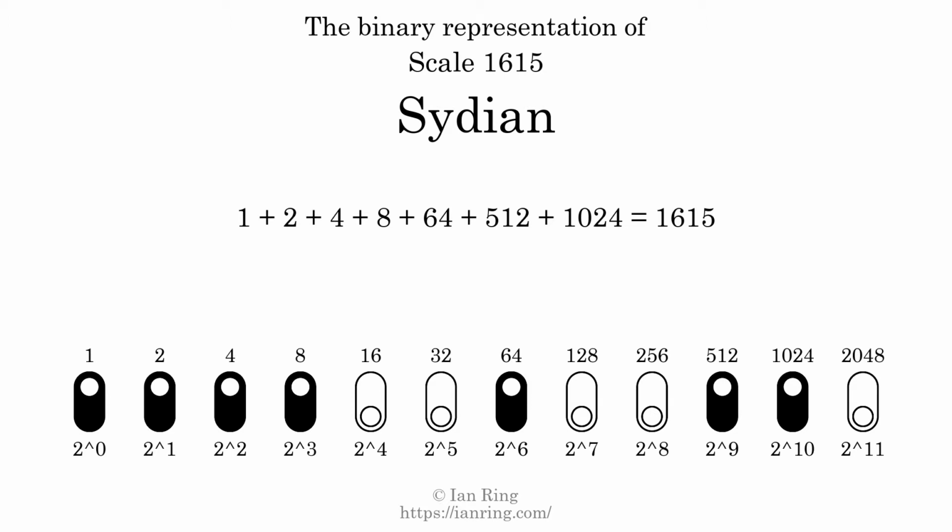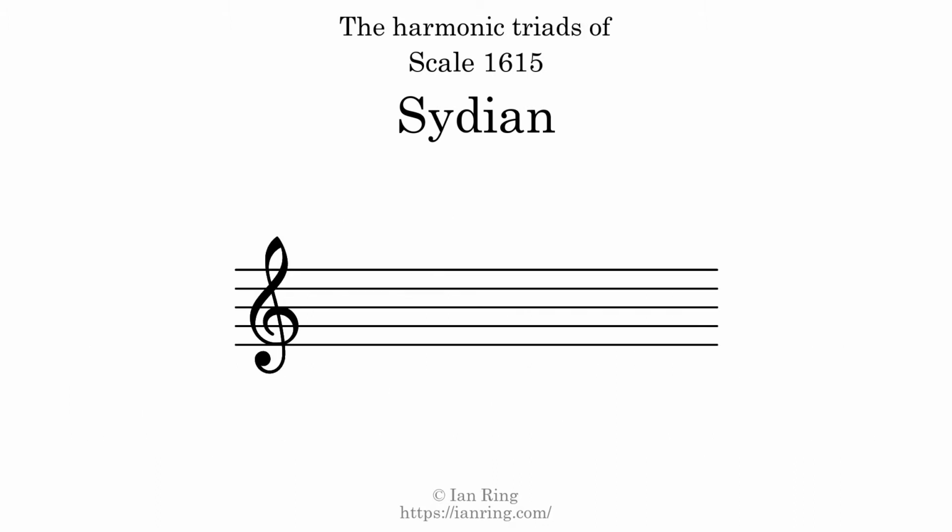1615. The scale number not only enumerates the scale with a unique index, but it also literally describes the tonal content of the scale. Represented as a binary number in base 2, the scale number is 0110010011111. Here are the harmonic triads present in this scale.